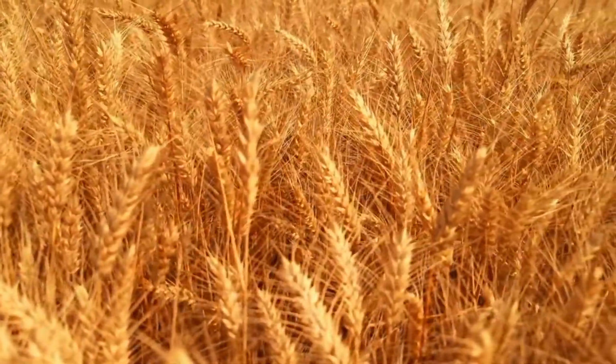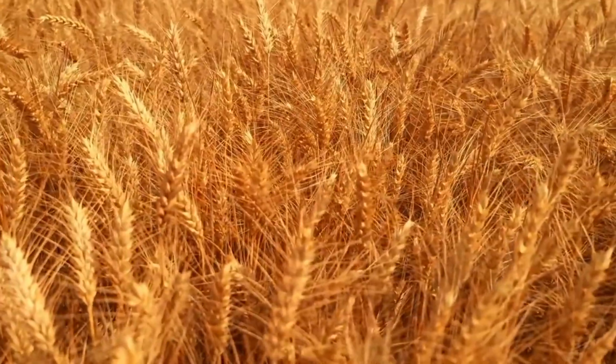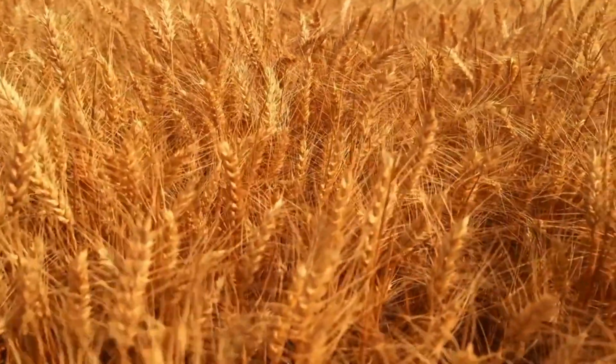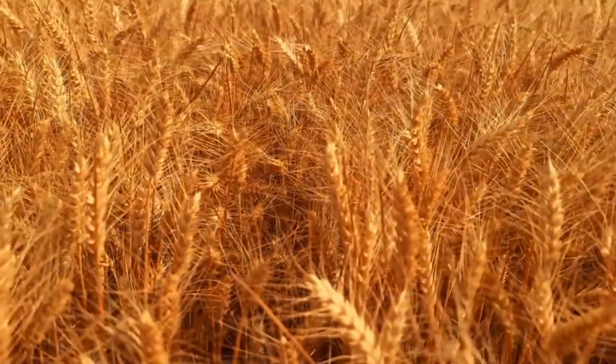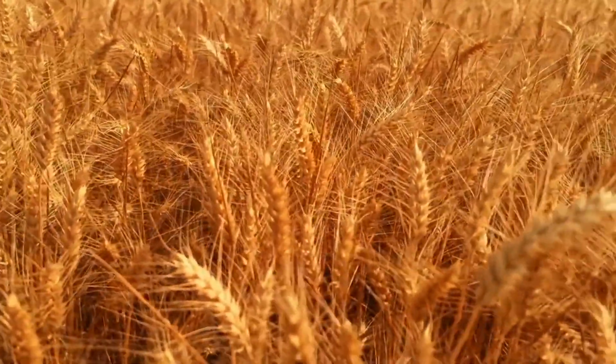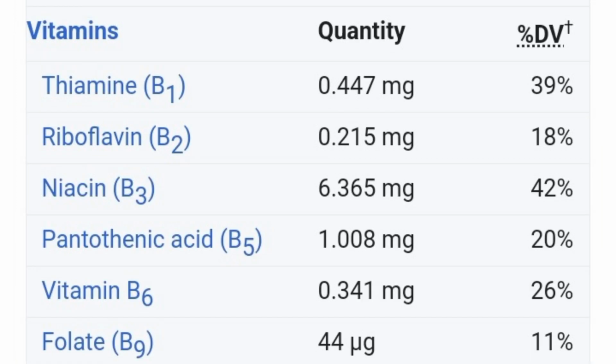Wheat flour is a fine powder made by grinding wheat grains, which are the seeds of the wheat plant. It is one of the most commonly used flours in cooking and baking due to its versatility and widespread availability. Wheat flour contains essential nutrients like carbohydrates, proteins, dietary fiber, vitamins, and minerals like iron and B vitamins.